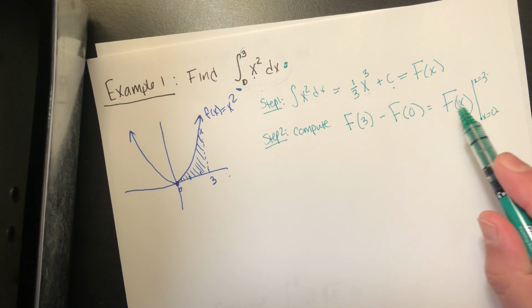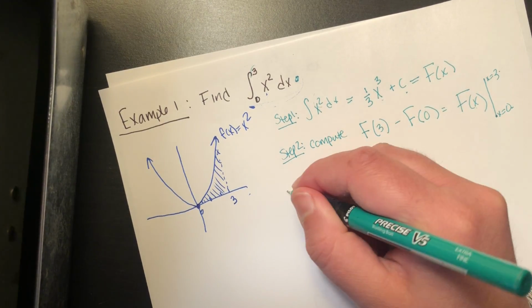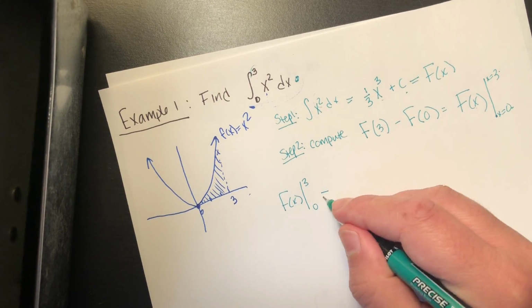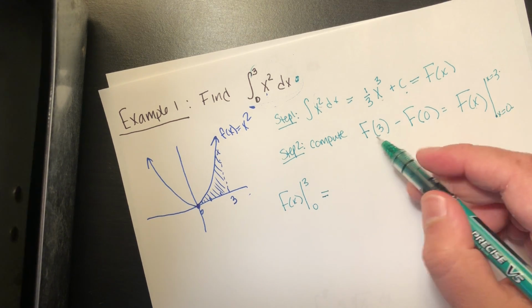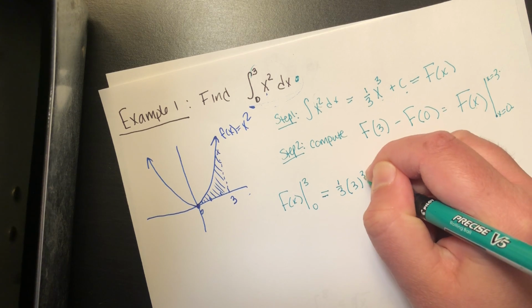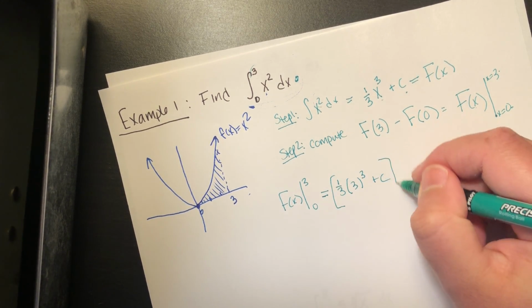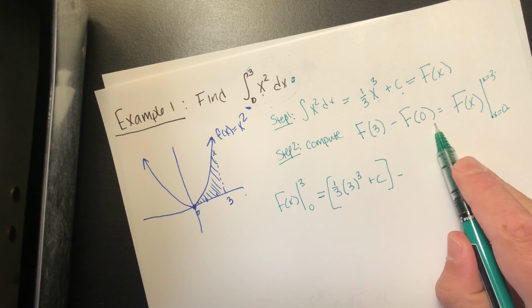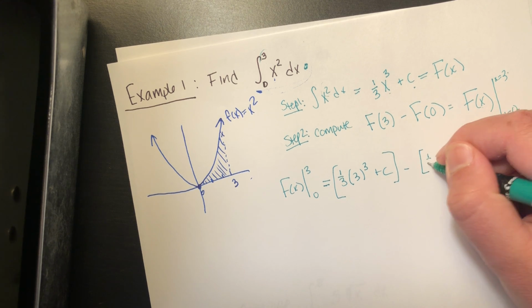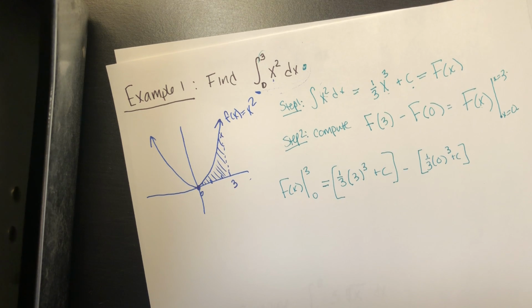All right, so let's actually do that then. If I plugged in 3 into this function, so big F of x evaluated at 3 minus evaluated at 0 is going to give me big F of 3, which would be 1/3 times 3 cubed plus a constant. That's the F of 3 term. I'll put it in brackets just to keep it separate. And I'm going to subtract big F of 0, which would be 1/3 times 0 cubed plus that same constant, whatever it is.